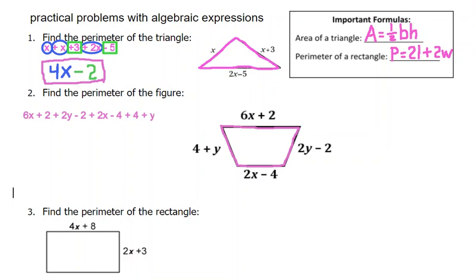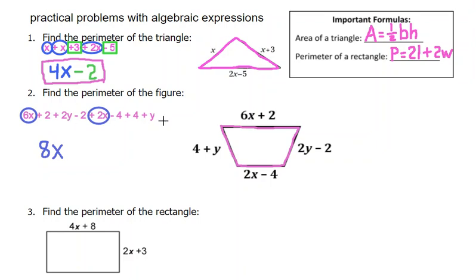All right, now just like before, I want to combine my like terms. And I know when I combine like terms, I want it to be in standard form, which means my variable terms go first and they go in alphabetical order. So I'm going to combine my x's first. So let's see if I have any x's. I have a 6x, I have a plus 2x. No other x's, so that's it. 6x plus 2x will give me 8x.